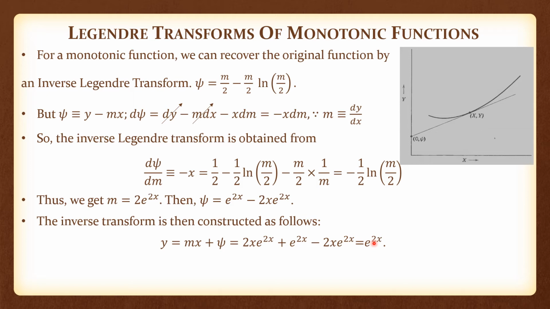So if you were to look at it, the Legendre transform is given by psi is equal to y minus mx, which is one way of writing the equation of this tangent. The inverse Legendre transformation is constructed as y is equal to mx plus psi, which is another way of writing the same equation of the tangent. So the key is we are just using the equation of the tangent to go from x comma y to m comma psi. This is the transformation that we are doing. So thus we have recovered the original function.